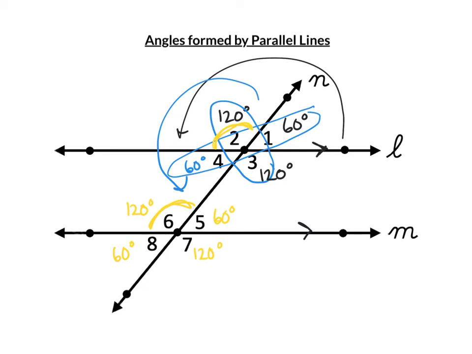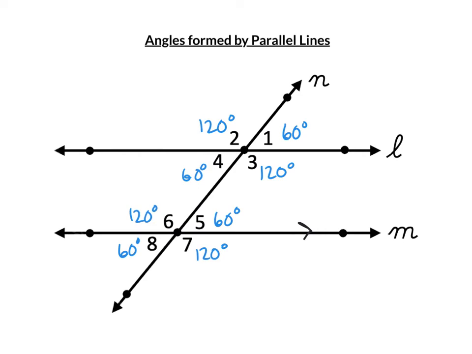Now, look at those numbers and notice the pattern. Picking one pair of each type, we see that angle 4 and angle 8, those are corresponding angles. They're both 60.